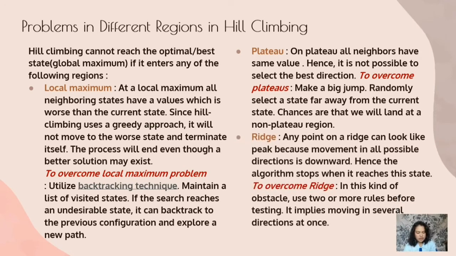So the third one is ridge. Any point on a ridge can look like a peak because movement in all possible directions is downward. Hence, the algorithm stops when it reaches this state. To overcome this kind of obstacle, use 2 or more rules before testing. It implies moving in several directions at once.